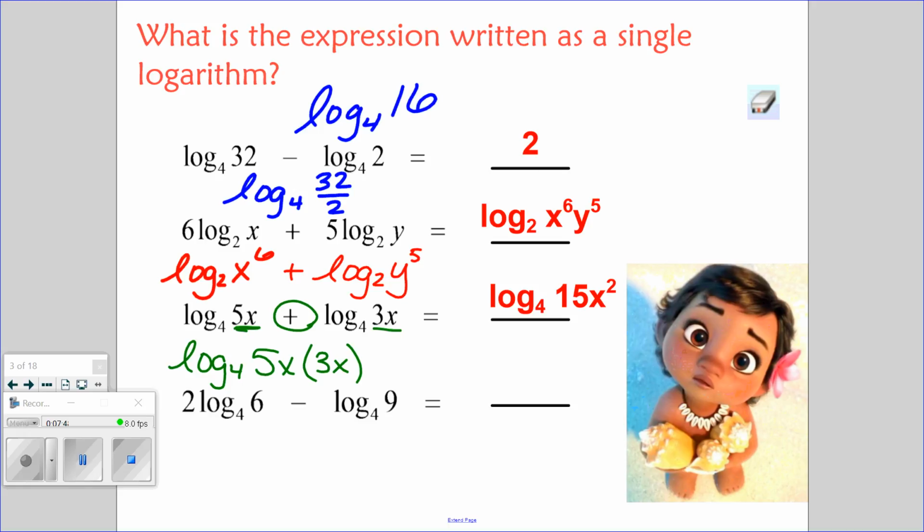Michaela? Everything that we're doing, they will. Otherwise, you can't put them together. They're considered not like terms.